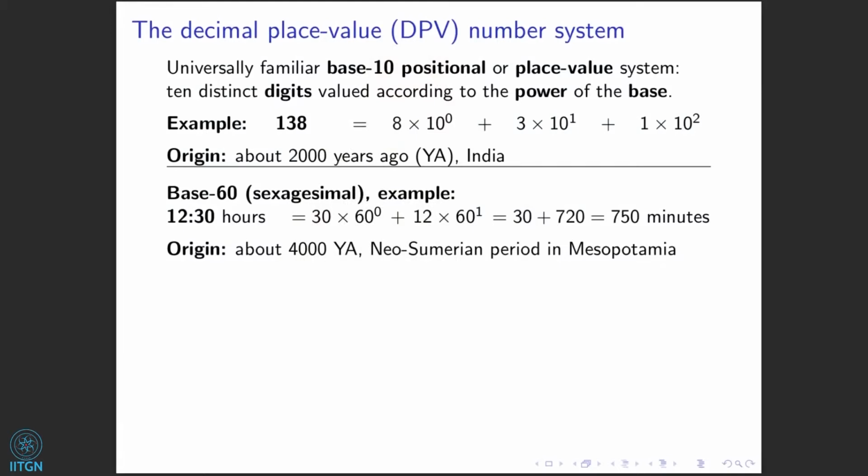This is, in fact, considerably older, almost twice as old as the decimal place value system. It emerged in cuneiform writing during the Neo-Sumerian period, around 2000 years before the Common Era, in Mesopotamia, what became ancient Babylonian civilization.